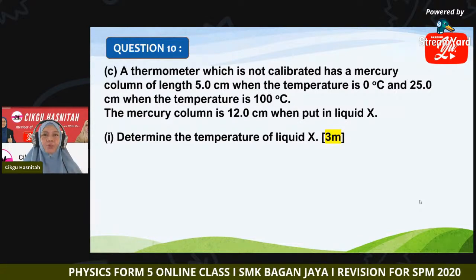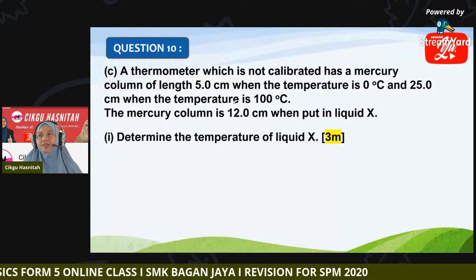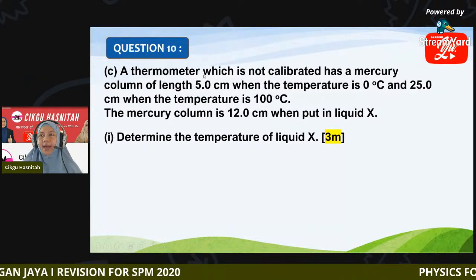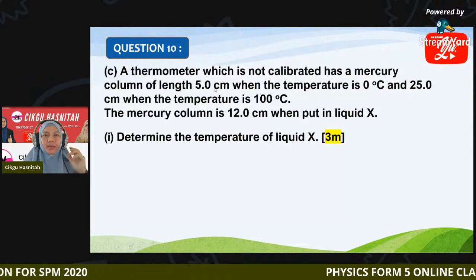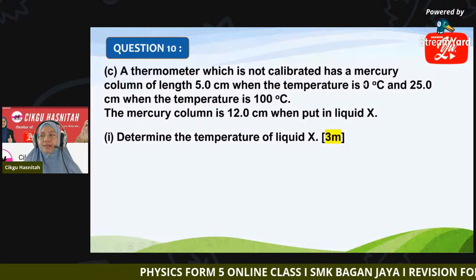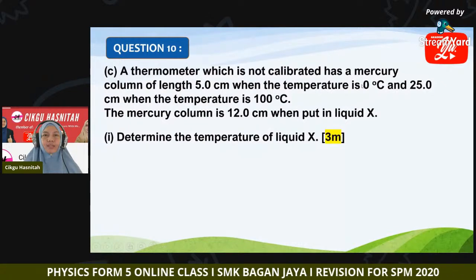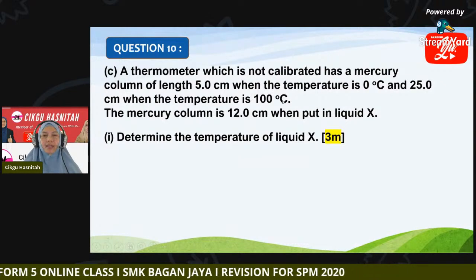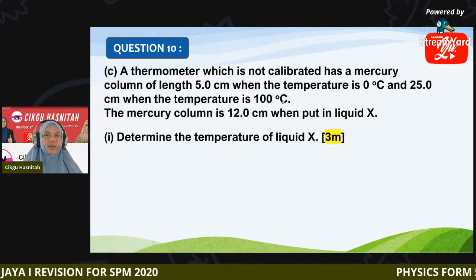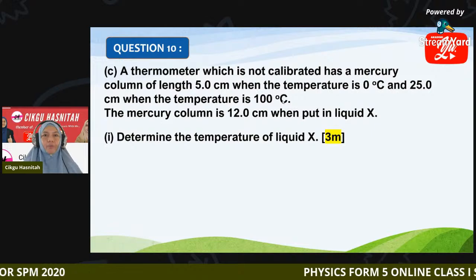How? So what we have here, not calibrated, has a mercury column of length 5 centimeter when the temperature is 0 degrees Celsius, and 25 centimeter when the temperature is 100 degrees Celsius. And the mercury column is 12 centimeter when we put it in liquid X.